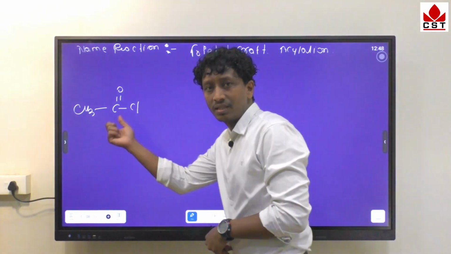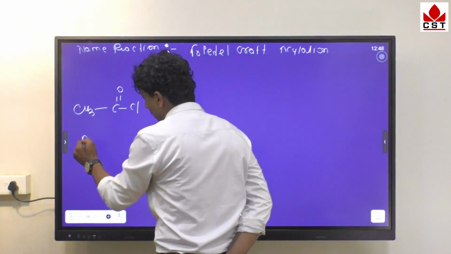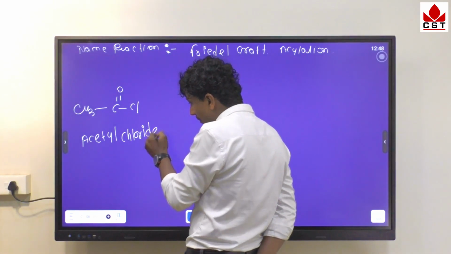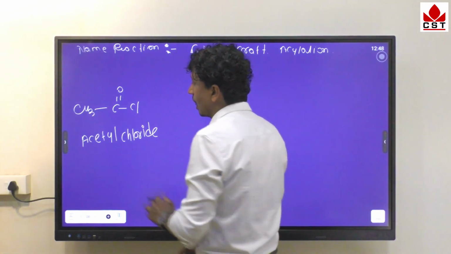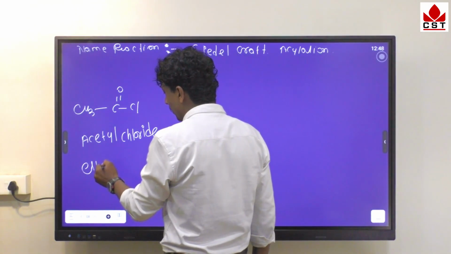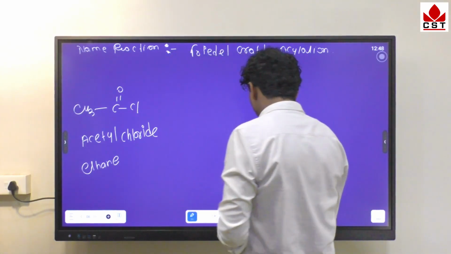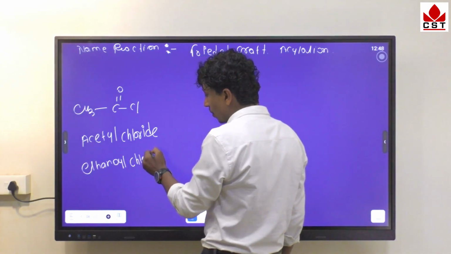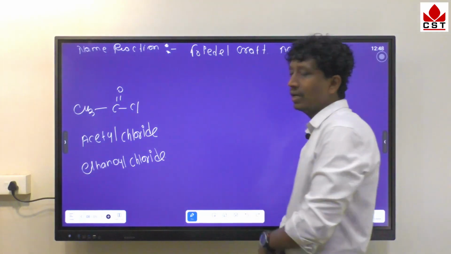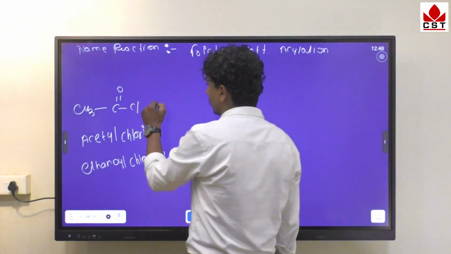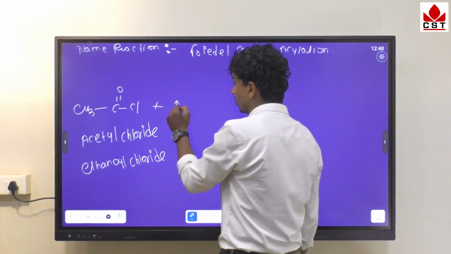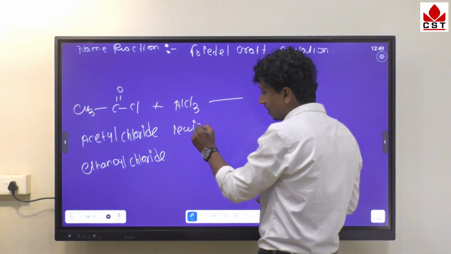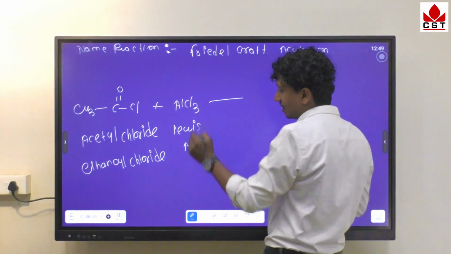In chemistry, my dear students, what is the acylation reactant? In common name it is called acetyl chloride. In IUPAC, the 2 carbon chain is ethane, and replacing the E of ethane by OYL gives ethanoyl chloride. So what happened in the reaction? This reagent is treated with AlCl3, which in chemistry is called a Lewis acid.